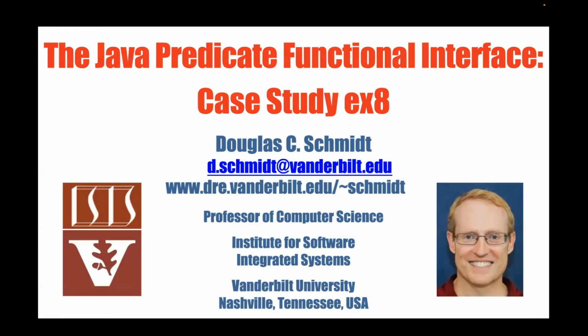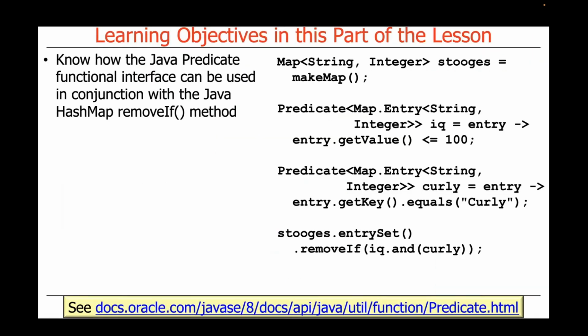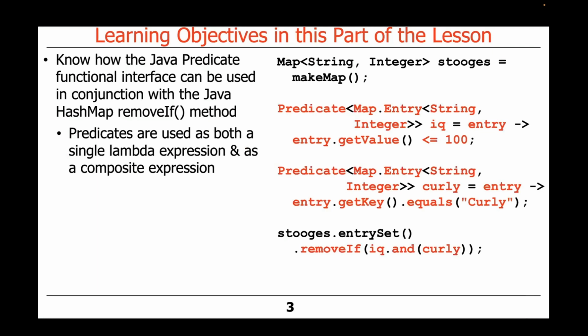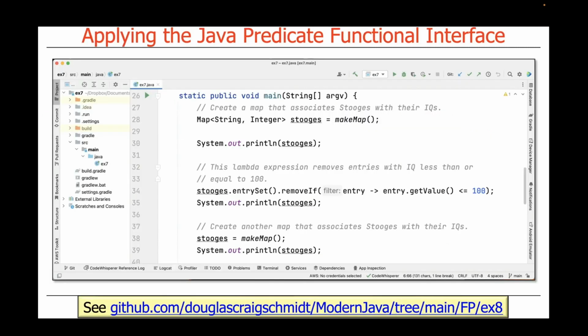So now that we've discussed the Java Predicate functional interface, let's walk through the implementation of case study ex8. This case study shows how the Java Predicate functional interface can be used in conjunction with the Java HashMap class, and in particular, its removeIf method. And we'll show how predicates can be used both as a single lambda expression as well as part of a composite expression. As usual, you can find the source code for this example at GitHub, in the ex8 project, in the FP folder, in my modern Java GitHub repository.